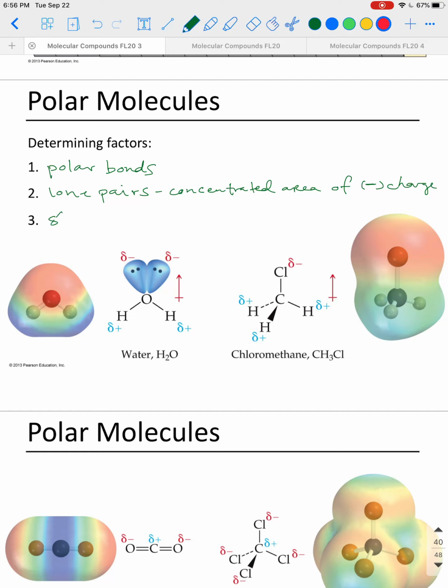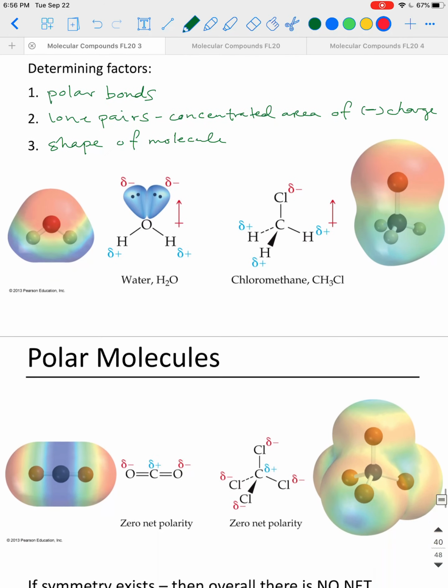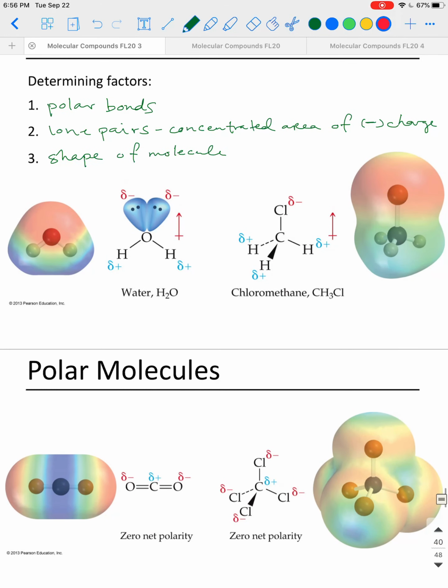The last thing we have to consider is the shape of the molecule. Okay, so these three things, if you have a question on the exam, which molecule is polar, which molecule is not polar, whatever, you need to know these three things. This is going to tell you whether a molecule is polar or not, or at least know how to judge these three things. So let's look at water, for example.